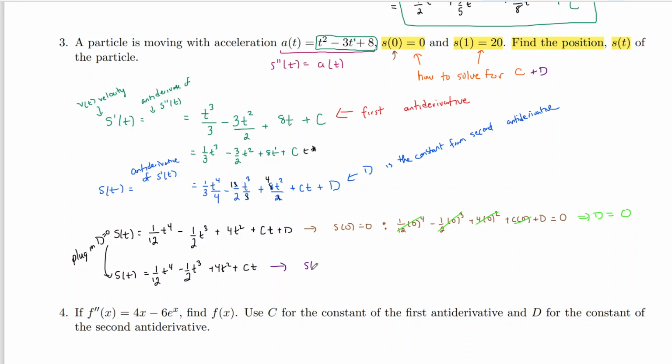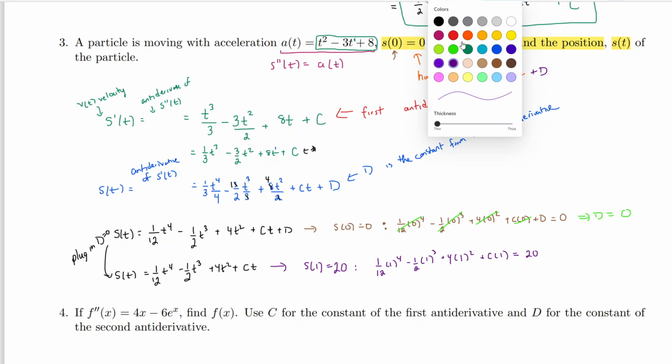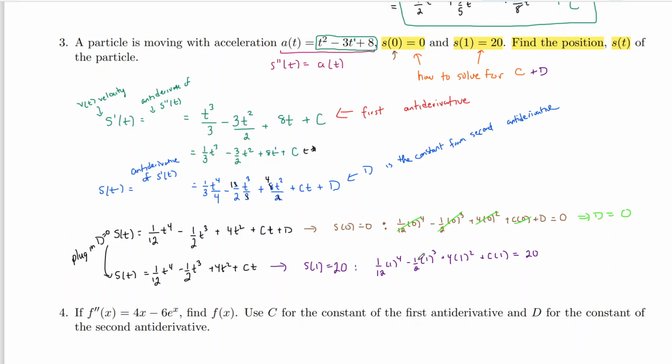All right, well s of 1 equals 20. What does s of 1 look like? Well, that's when we plug in 1 everywhere. So we're going to have 1/12 times 1 to the 4 minus 1/2 times 1 cubed plus 4 times 1 squared plus c times 1, and that's supposed to equal 20. And now any power of 1 is 1, so this is just 1/12 times 1 is 1/12 minus 1/2 times 1 is 1/2 plus 4 times 1 is 4 plus just c equals 20.